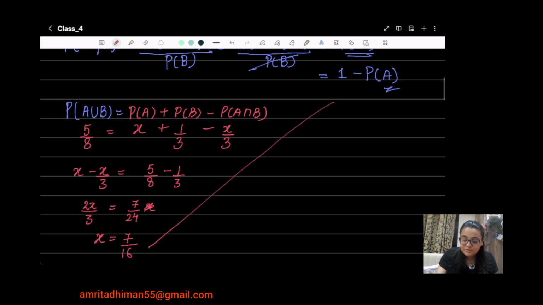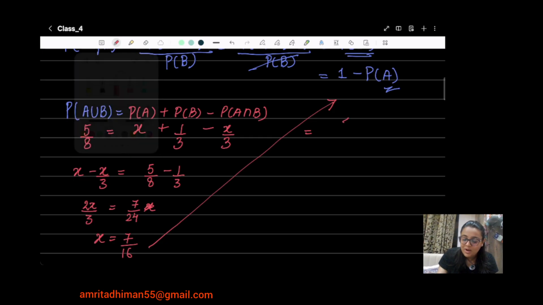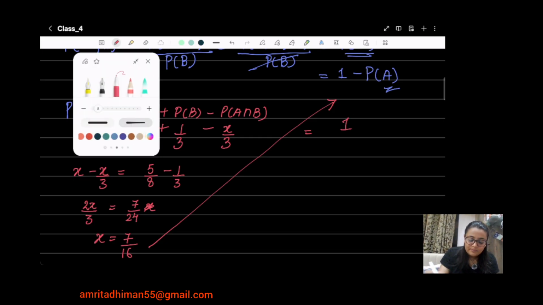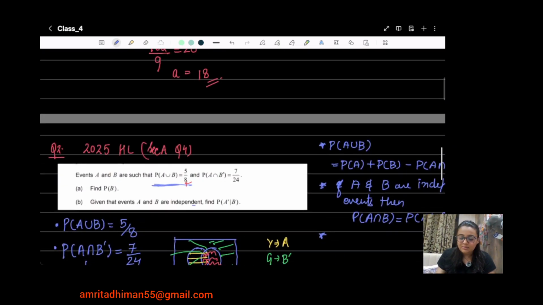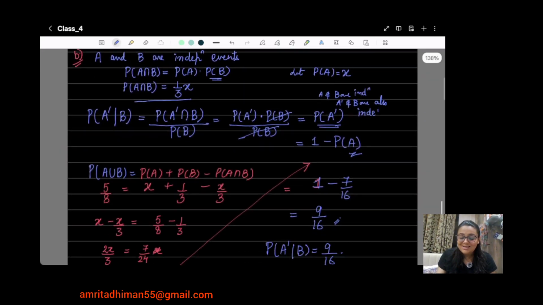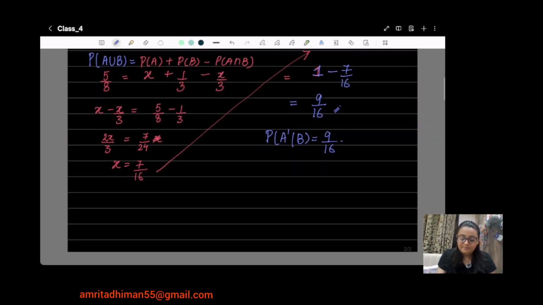So now we will use it here. We will get 1 minus 7 by 16, which is equal to 9 by 16. Okay, so that means the probability of A complement given B is 9 by 16. See, in this way we will solve this question number 2. It's very easy to solve, right?